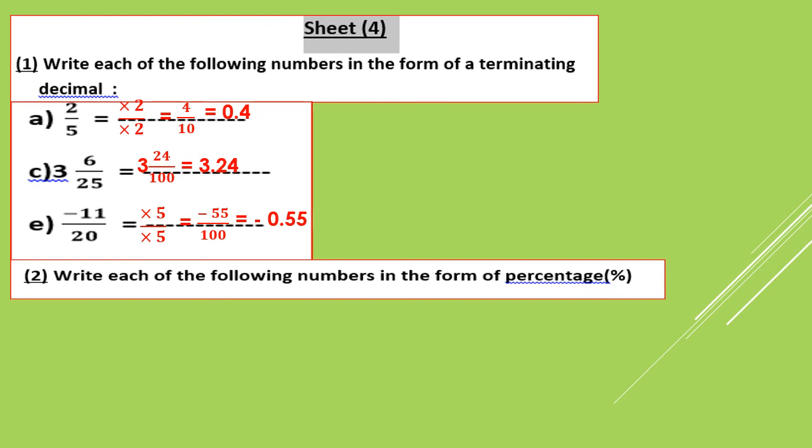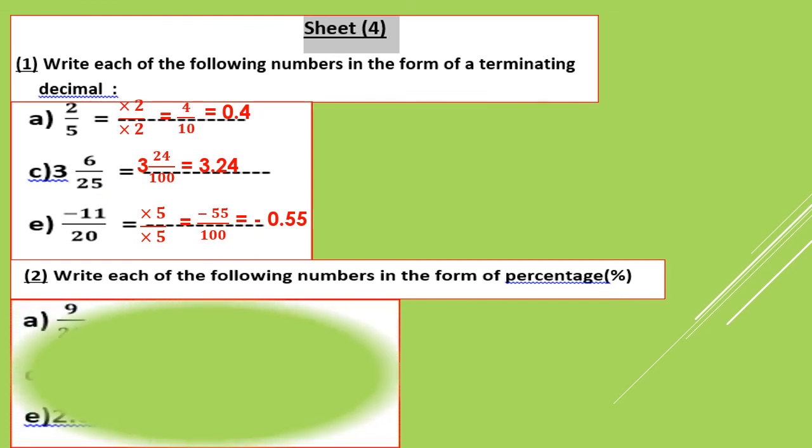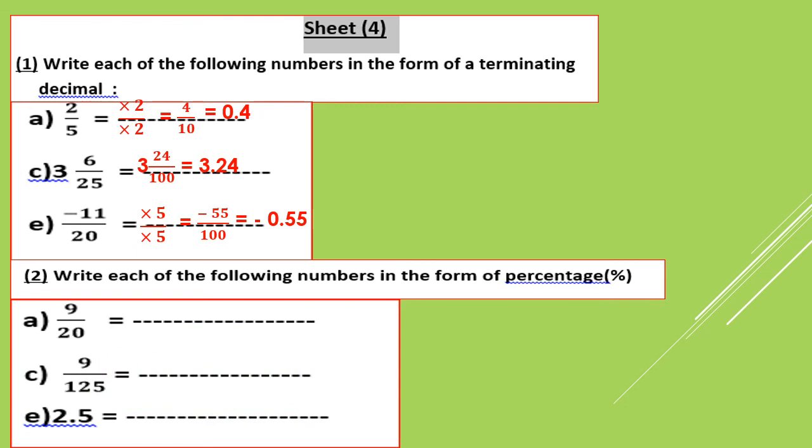Write each of the following numbers in the form of percentage. 9 over 20, multiply by 100, it will be 45%. 9 over 125 times 100 equals 7.2%. If we have a decimal number, 2.5 multiplied by 100 will be 250%.